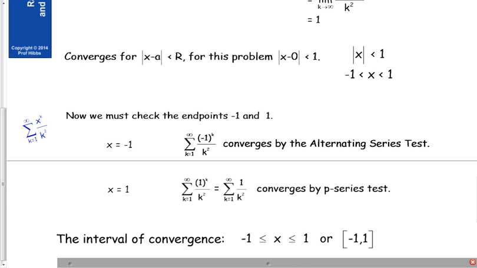Well, this is the introduction to power series and radius of convergence and interval of convergence, and we'll do some more with power series, but that's in another discussion.